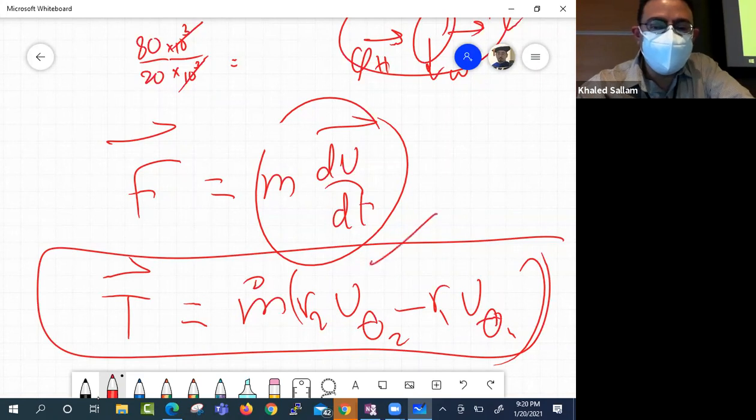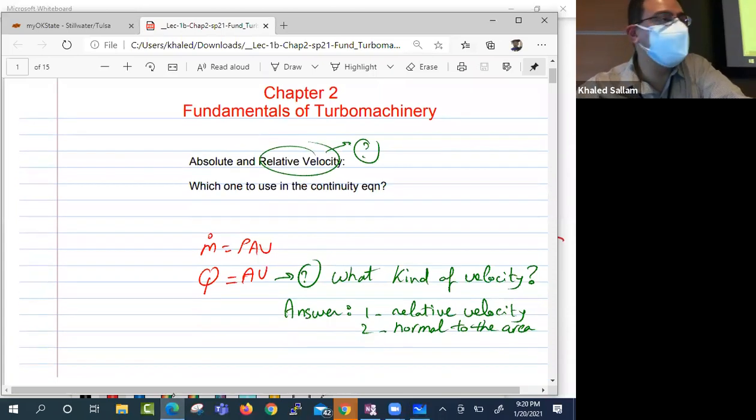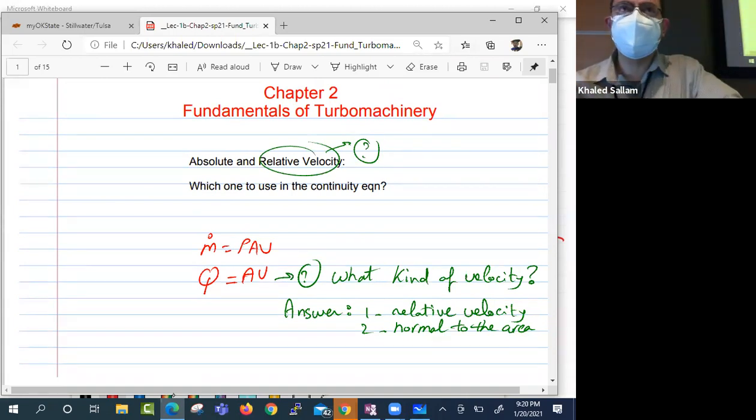So he's trying to explain to us what this v theta is and what the r is. First of all, what is v? V is the velocity. And at the start of the chapter, we need to make sure that we understand there are two different velocities. There is the absolute velocity and there is the relative velocity.